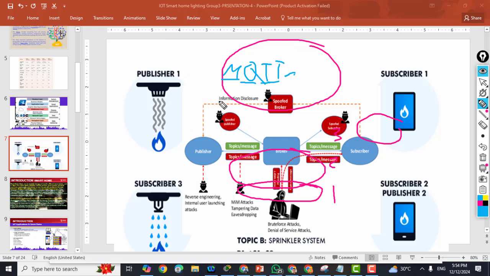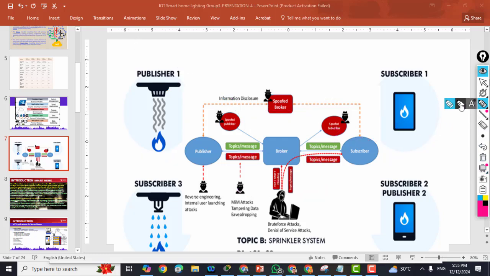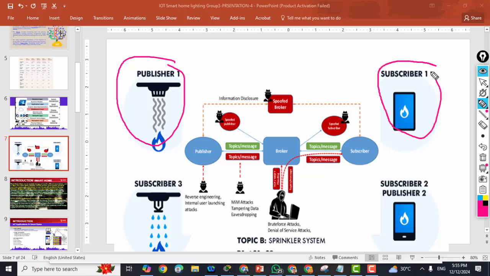As we see here from the slide, this protocol is based on the publish-subscribe nature. That means we have a publisher and a subscriber. For example, we have publisher number 1, which is smoke detection or maybe fire detection. This publisher publishes a signal to the other component. First we have a publisher, the first component, and we have subscribers called IoT clients or nodes.